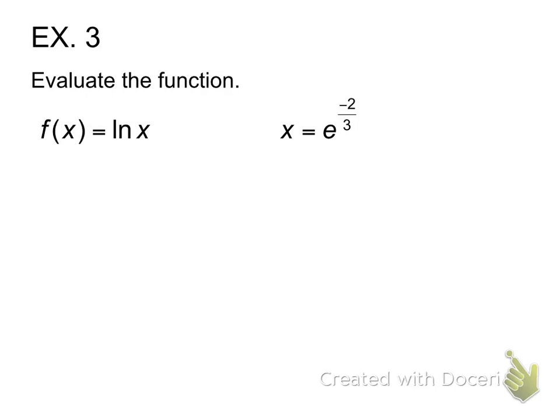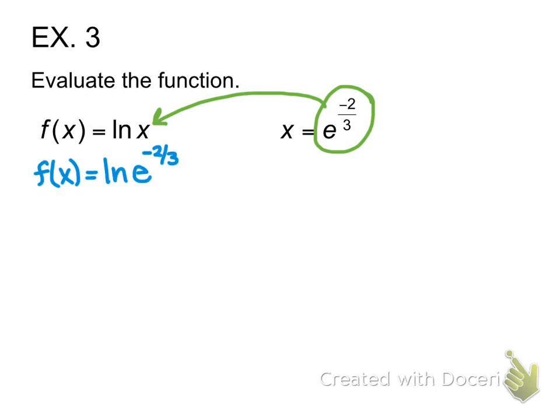Okay, number 3, we're going to evaluate this function, but we're not going to use our calculator. We're going to plug this e to the negative 2/3 power into the x, and we're going to simplify using properties of logarithms and natural logarithms. So when I substitute this value in for x, I'm going to have f of x equals the natural log of e to the negative 2/3 power. I know that natural log is understood to be base e. Earlier, we had a property that said the natural log of e to the x power equals x.